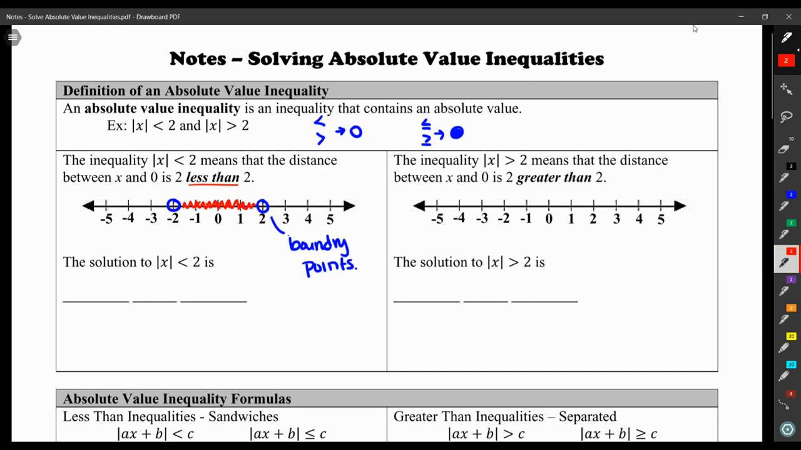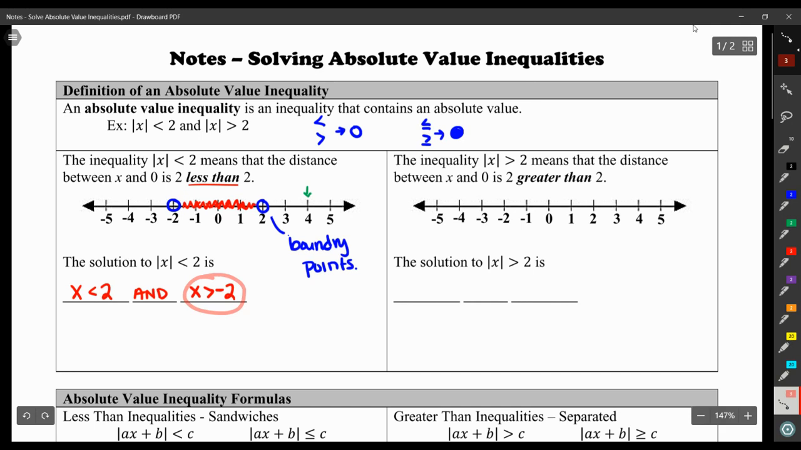So what that means is I can have all of the numbers that are less than 2 and all of the numbers that are greater than negative 2. Both of these, as long as it's a solution to both, it'll be a solution to the inequality. So here's the deal. If we try to pick something like 4, 4 is greater than negative 2. That is a true statement. However, 4 is not less than 2. So because 4 does not work here, that means this is not a solution to this inequality.